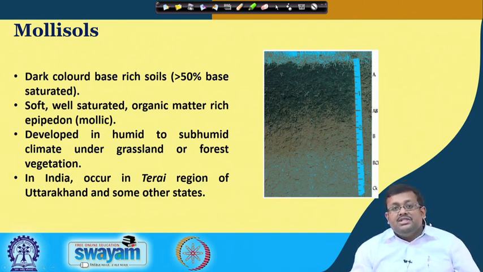Mollisols are characterized by the presence of the mollic epipedon. They are dark in color and generally formed in grassland and forest vegetation areas. In India, you will see that this type of soil is present in the Terai region of Uttarakhand and some other states.